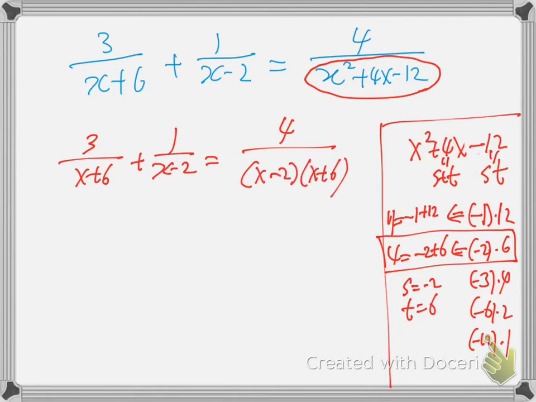Okay, x plus 6. So now what's the LCD? So the LCD is the product of different linear factors. So it's x minus 2 times x plus 6. Okay, yeah. So after you factored the denominator on the right hand side, you got exactly the same linear factors, x minus 2 and x plus 6. So that's the LCD. So next step, everybody multiplied by the LCD, right?